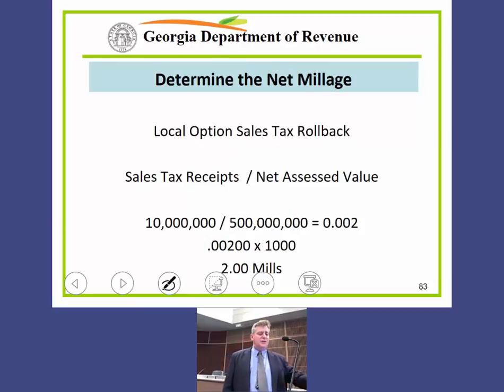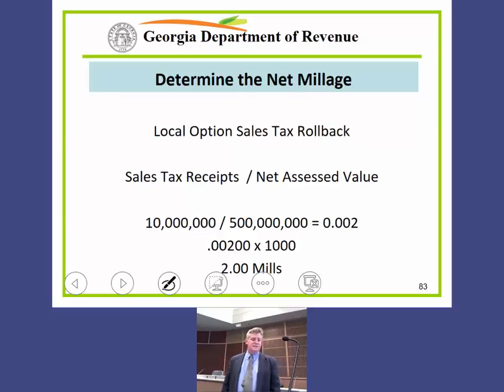Georgia statute also requires any levying authority that adopts a millage rate to roll back the millage rate for the local option sales tax that was collected in the previous calendar year. The sales tax rollback is computed as indicated. It's the local option sales tax receipts in the previous calendar year divided by the net assessed value. That will produce the millage equivalent of the local option sales tax receipts.